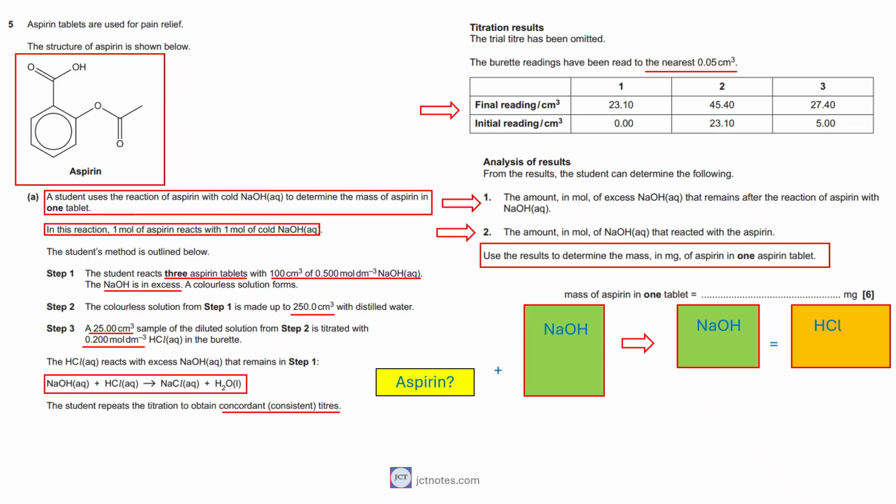From the titration results, we can calculate the amount of excess sodium hydroxide remaining. Since we know the amount of sodium hydroxide we started with, we can work out how much reacted with the aspirin.